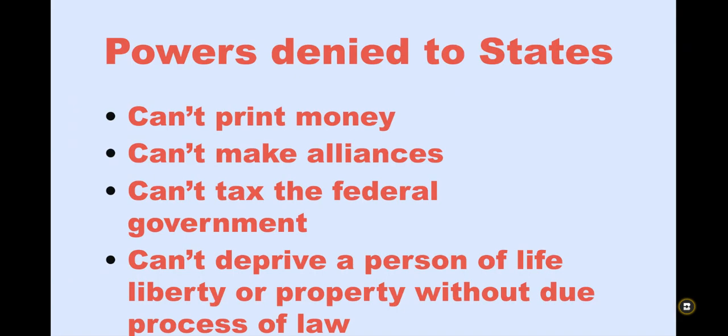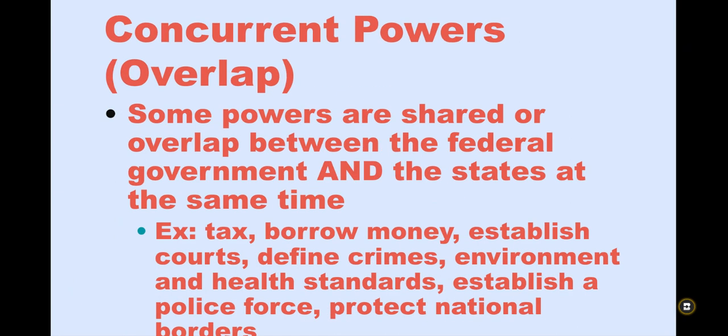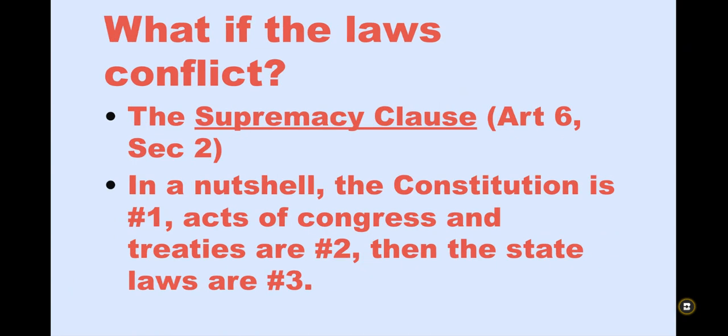There are a couple things the states cannot do, by the way. They cannot print money, cannot make alliances, they can't tax the federal government, they can't take away your rights, okay? And so the federal government makes sure that stuff does not happen. Now, sometimes powers overlap. They're called concurrent powers. That means that state and federal government can do both things, like you have state tax and federal taxes. You have a state court and a federal court. You have state crimes and you have federal crimes. You have state police, you have national law enforcement. Just know that those are all things that kind of go that way too.